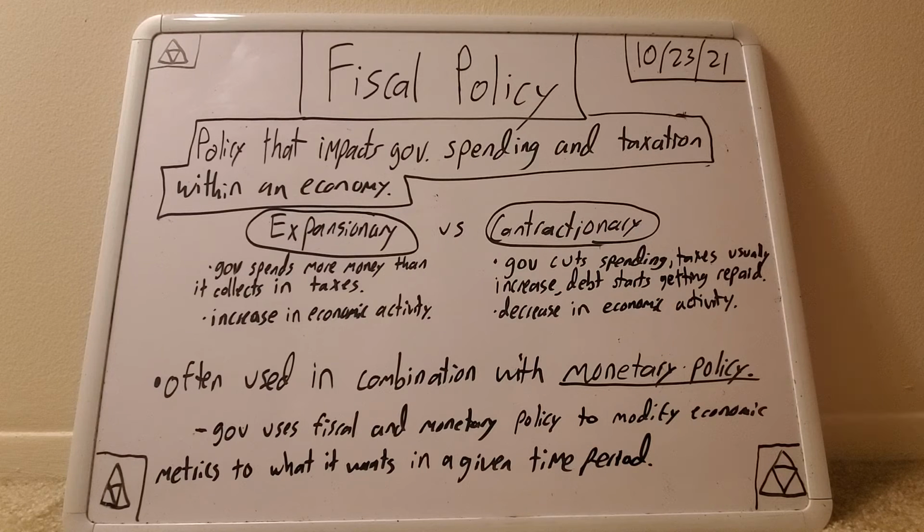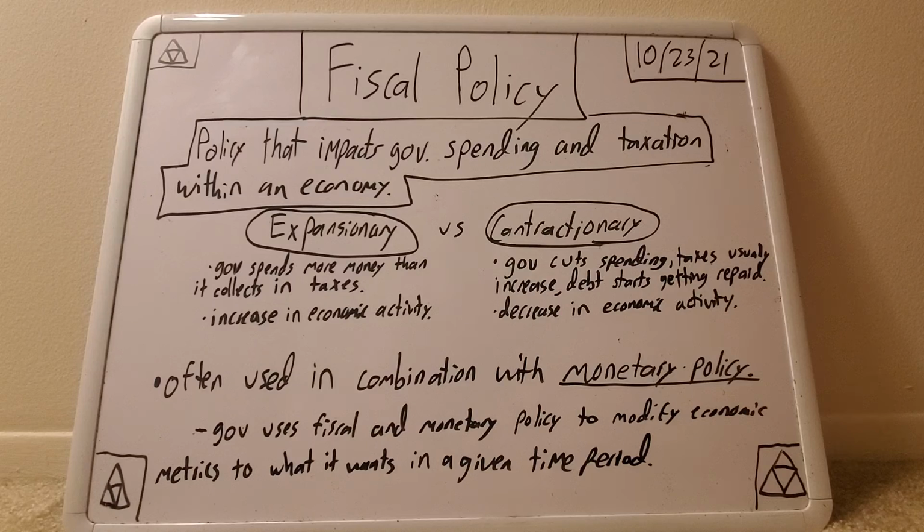So if we do some contractionary periods, take a hit within economic activity, we can decrease this debt and raise the value of the dollar in the long run, but we could go through some recessionary periods, which we have in the past from contractionary fiscal policy. Like I said in the beginning, fiscal policy is often used with monetary policy by governments, and the government uses fiscal and monetary policy to modify economic metrics to what it wants in a given time period.